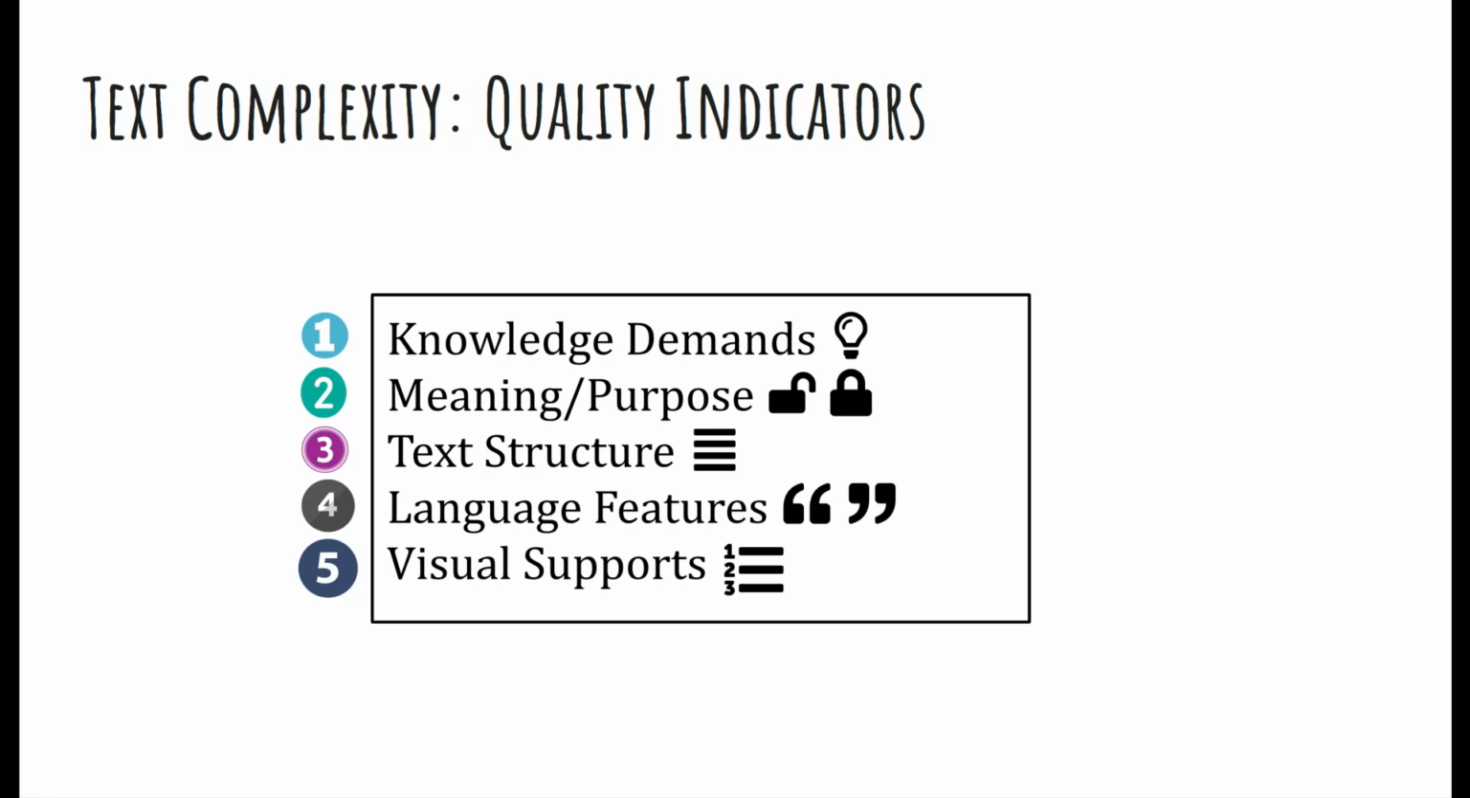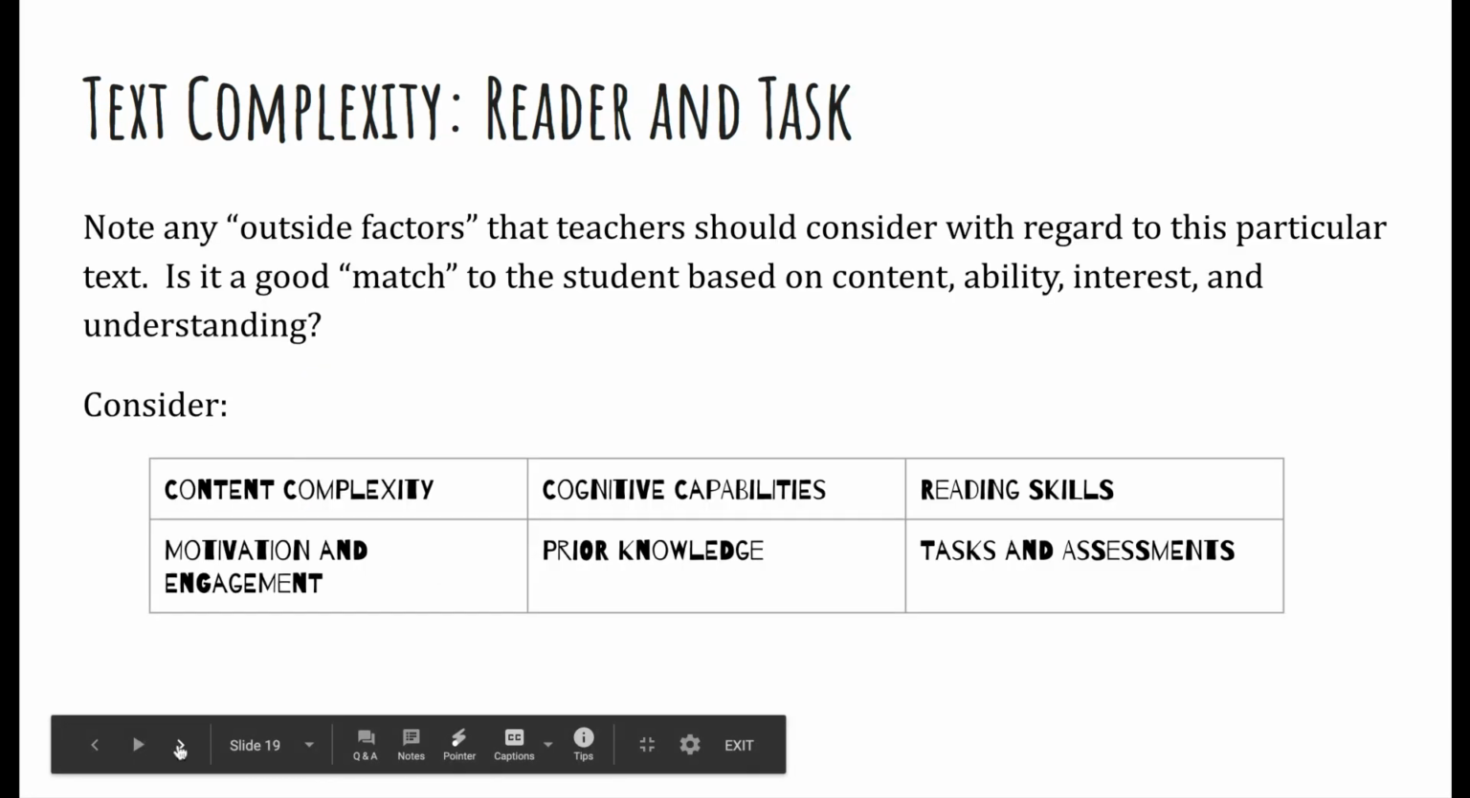And then finally, number 5 are visual supports. Visual supports like graphs, charts, pictures. A lot of times they can help make a text less complex, but depending on what the visual support is and the type of visual support and the complexity of the visual support, it actually might make it more difficult to read than helpful. So those are all things that we need to consider as well.